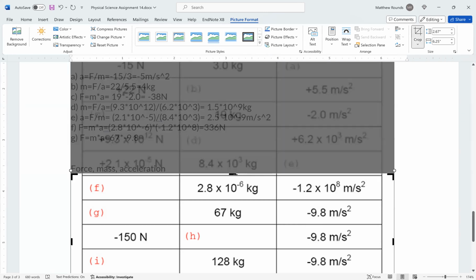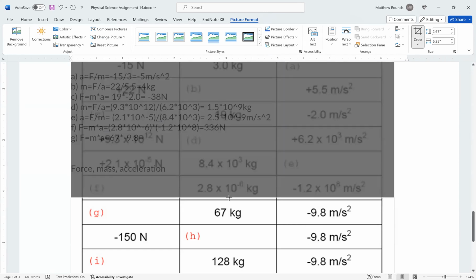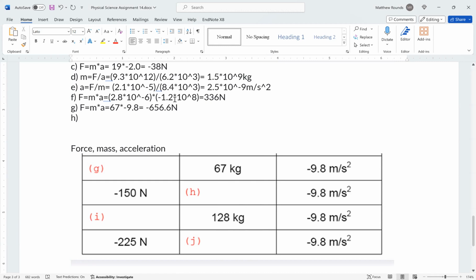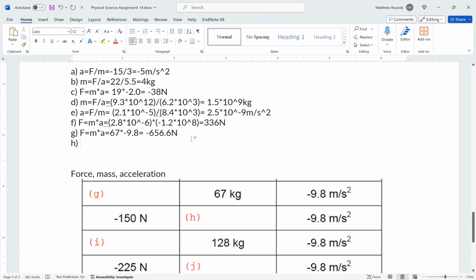Okay, I just typed it in the chat. There could be significant figures. We'll worry about that later on. So H, you're solving for mass. Mass equals force divided by acceleration. The force is negative 150 newtons divided by minus 9.8. Could you calculate that for us, please? Yeah, sure.